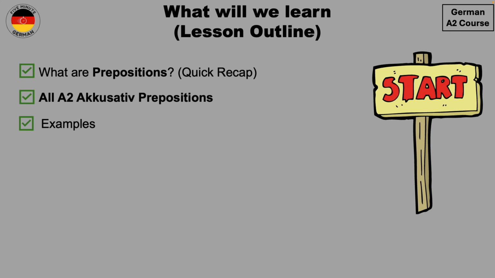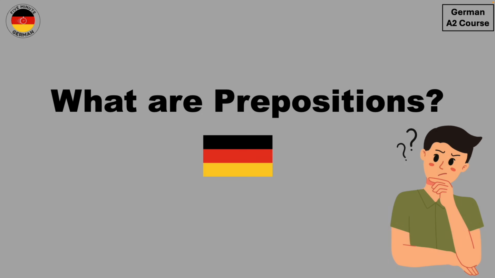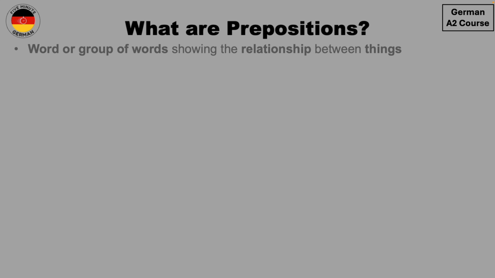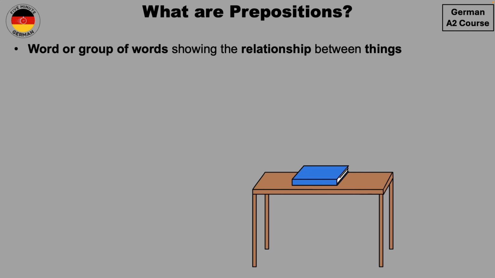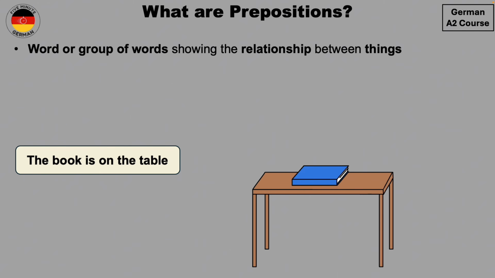So let's start with a quick recap of what prepositions are. A preposition is a word or group of words showing the relationship between different things. So for example, if we have this table and a book is placed on top of it, then I can say the book is on the table to describe this image. And in this sentence, on is the preposition because it shows the relationship between the book and the table.